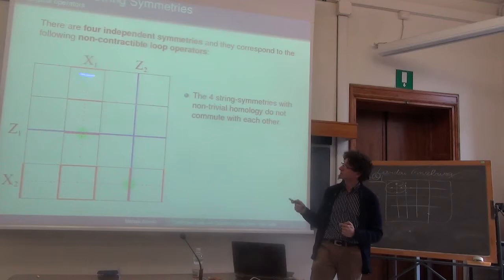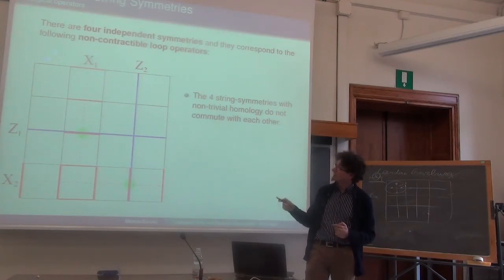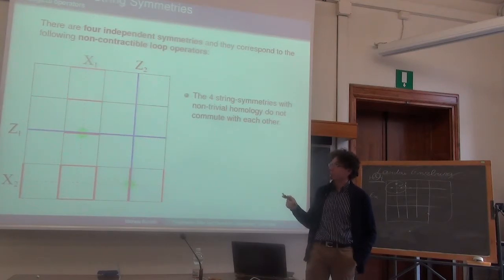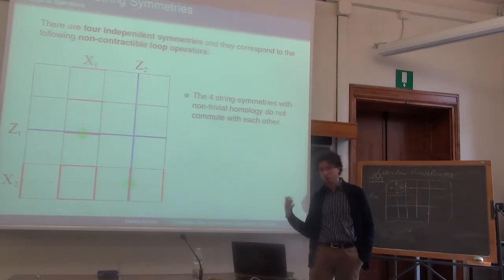And what is important is that I can essentially consider pairs of these string operators, so let us consider X1 and Z1. These 2 string symmetries do not commute because they share a single bond, where in one case I am applying a sigma Z and in the other I am applying a sigma X. So we have 2 symmetries that commute with the Hamiltonian but do not commute with each other.